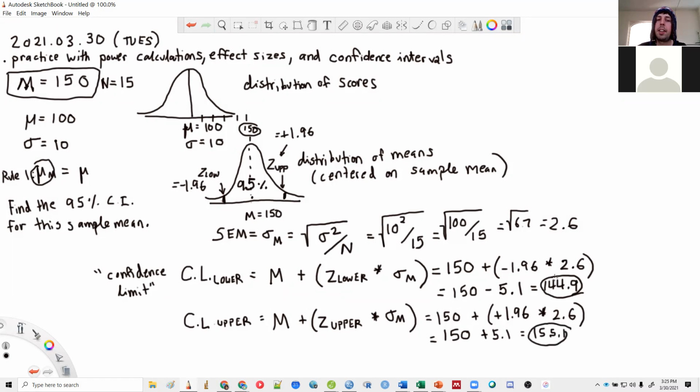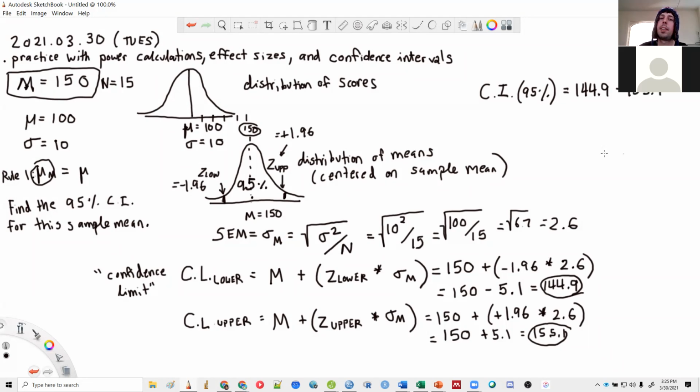So to bring this home, let me write this in a more typical way. The way that this is often written is CI, and then either in a subscript or in parentheses, 95%, equals 144.9 to 155.1.